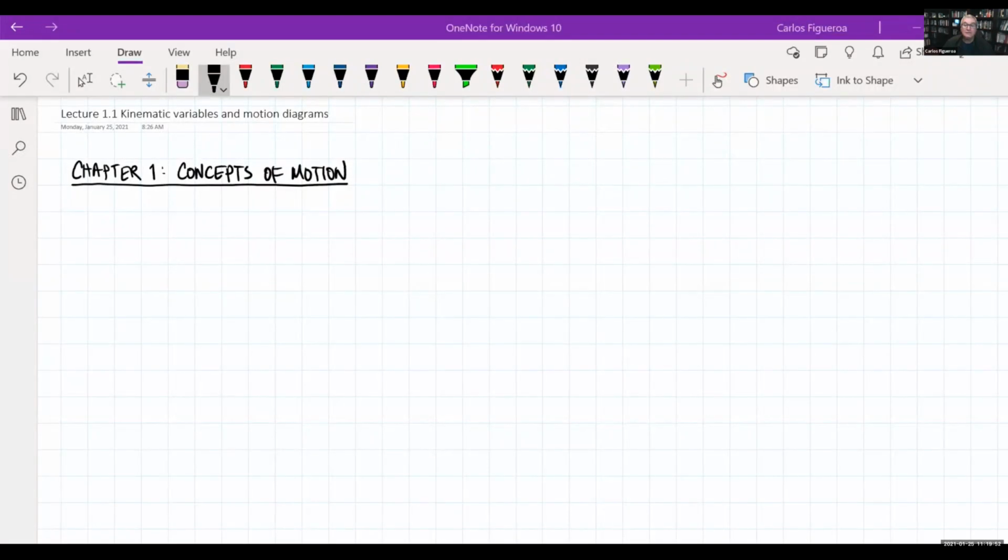Let's start off with this chapter here. This chapter is about concepts in motion. So let's see if I could summarize what I mean by this. When I think about motion, if I say the word motion, I really see two pieces of this thing. What I mean here is I really see the concepts, and then I see the mathematics.